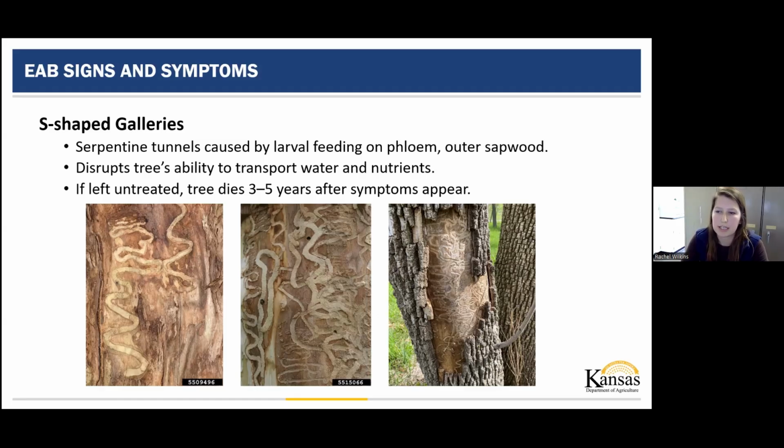And unfortunately, like I mentioned, the larvae are causing the most damage. So this disrupts the tree's ability to move that water and nutrients throughout the plant. And if the tree is not treated, once you start to see these signs and these symptoms, typically in about 3 to 5 years, the tree will die.